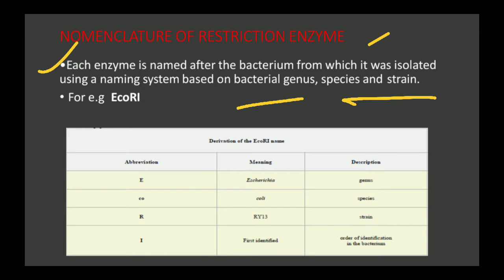Here we are going to study the derivation of the EcoRI name. E stands for Escherichia, that is the genus. Co stands for coli, that is the species. R stands for RY13 strain, that is the strain. And I in Roman numerals represents the order of identification in the bacterium.